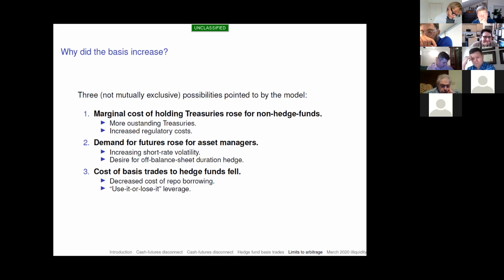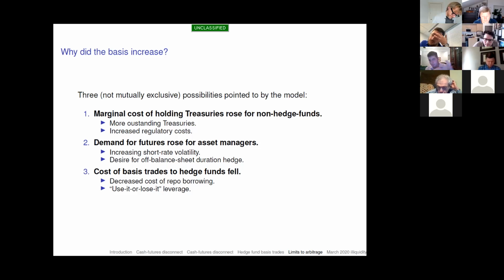All right. So the final explanation here is that it's possible that the cost of basis trades to hedge funds actually fell. Now, I'm a little suspicious of this because normally, if you're thinking that hedge funds are doing more of this activity and the basis is actually widening, we're not thinking of the cost to the hedge funds actually lowering. We'd expect sort of the opposite, right?